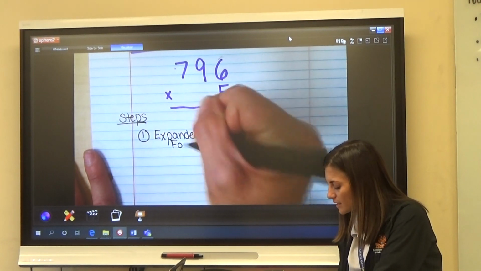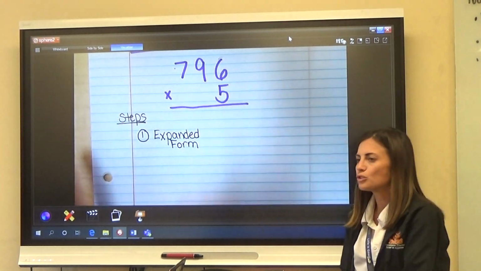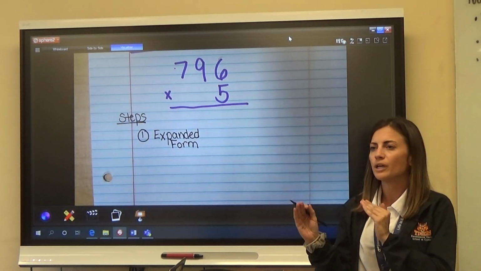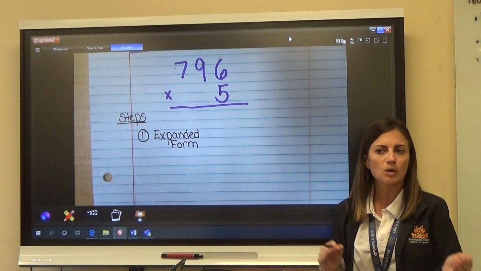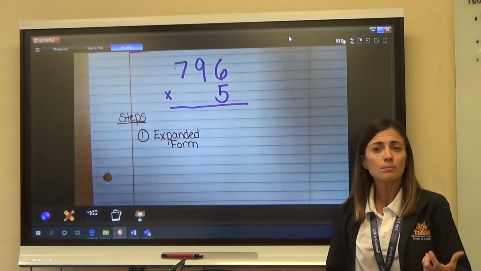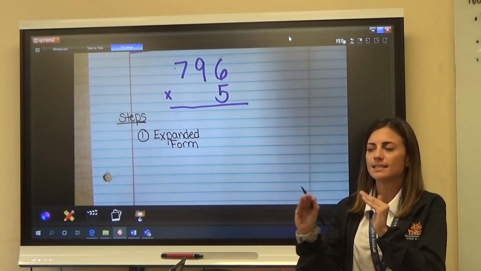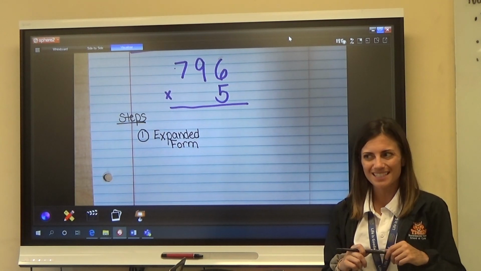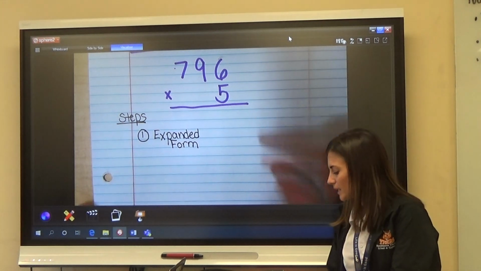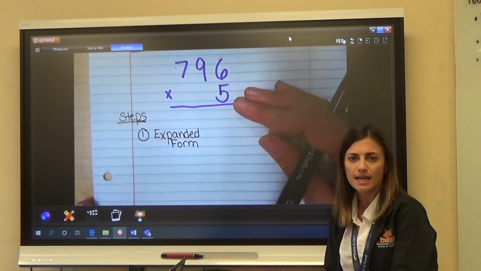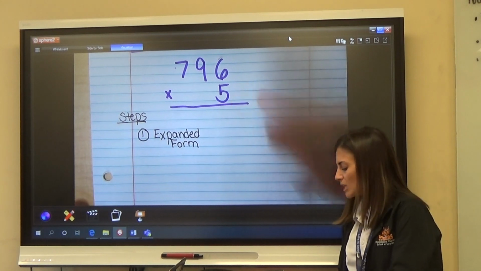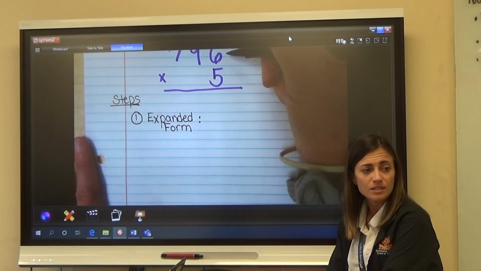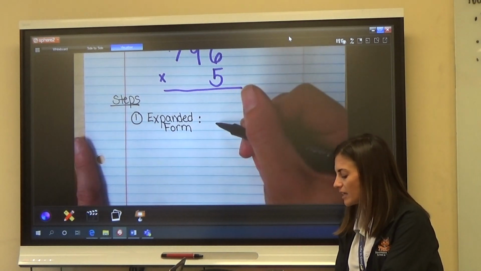Now, can anyone tell me what is the symbol we use to chunk numbers together, so we know which way we are working with them, whether we're adding, subtracting, multiplying, or dividing? If I have a lot of numbers in a question, I use something to chunk it together so I know what pieces to look at when. Parentheses. So we're going to use our parentheses so we keep this number separate from our second multiplier, our second factor.